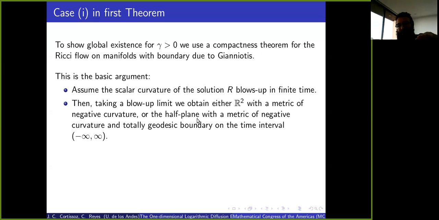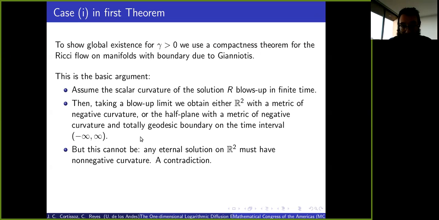But this half plane has totally geodesic boundary, so you can glue it to itself and produce a whole plane. But then when you have a solution to the Ricci flow in R2 on the time interval minus infinity to infinity, it has non-negative curvature, and that's the contradiction. So you started with a flow that had negative curvature. If the curvature blows up, it implies that the curvature goes to minus infinity. When you rescale and produce your blow-up limit, it will have negative curvature. But that cannot be, because when you have an eternal solution to the Ricci flow, it has to have non-negative curvature. So the curvature does not blow up. As the curvature does not blow up, the conformal factor remains bounded. And so you can continue the solution forever.